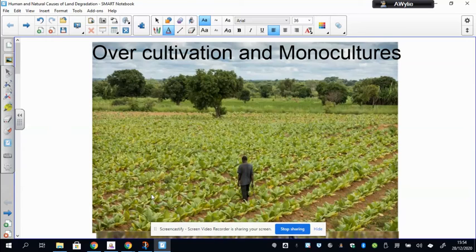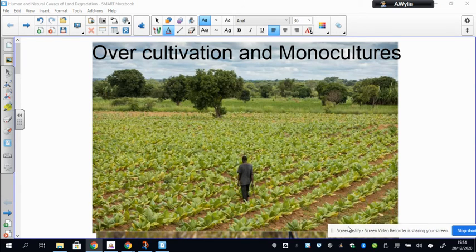Okay, in this tutorial we're going to look at the human and natural causes of land degradation. So what we're effectively looking at is the idea that both human activity as well as natural processes can contribute to the loss of soil or useful soil through a range of different erosive processes. So let's start by looking at human activity or the human causes.